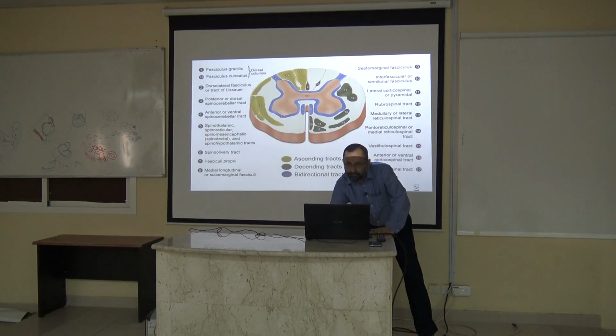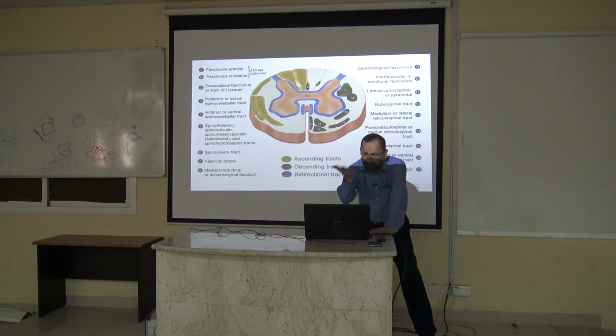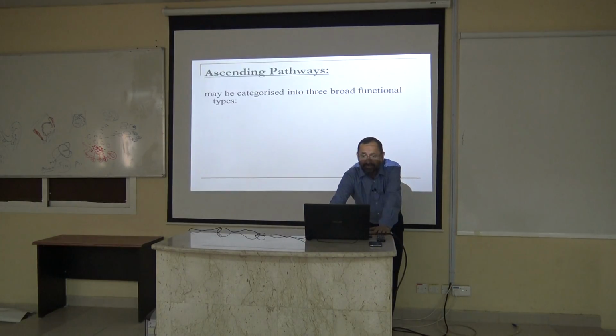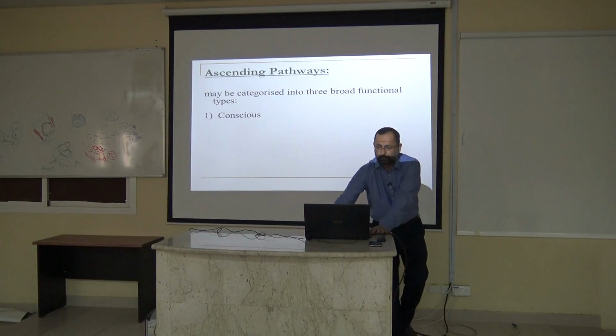Before that, this is another view showing you different tracts and arrangements. Even minor tracts are shown. We have not discussed the minor tracts, which are interconnecting a few segments. That is all right. Tract of Lissauer and septomarginal fasciculus, small terms, not really important. We are concerned with the major tracts of the spinal cord, okay. Ascending pathways. All right. General discussion.